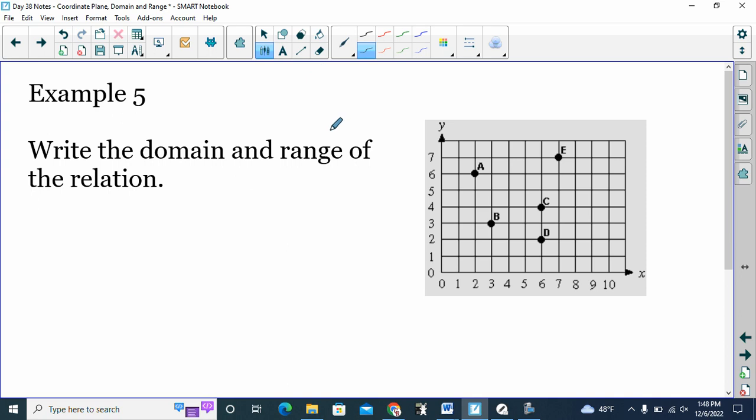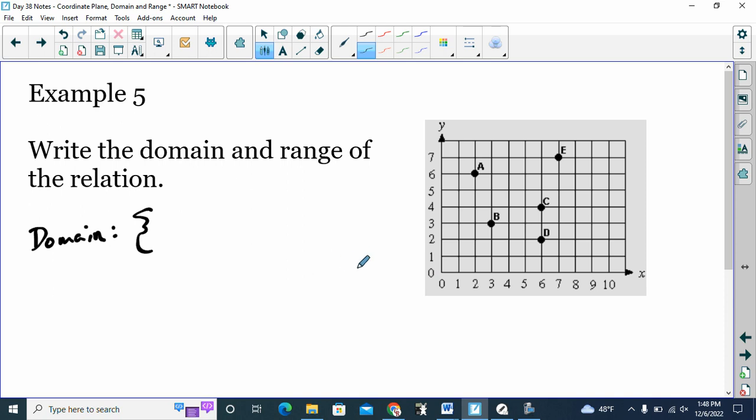Last example, same thing. We are writing the domain and range, but this time we're given a graph instead of a list of points. Write the domain and range of the relation. It gave us a bunch of points. We do it the same way. You could list it all out as ordered pairs if you wanted and do it exactly like we did the last one. Our domain, we're going to list all the x's.